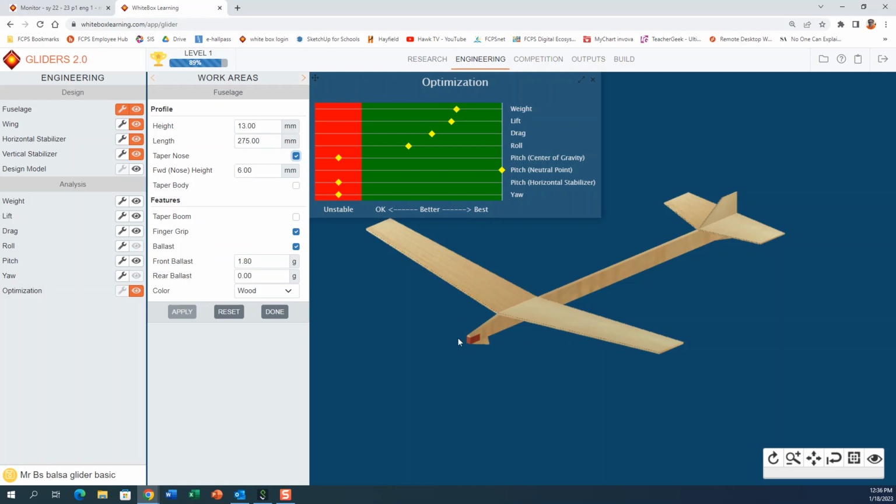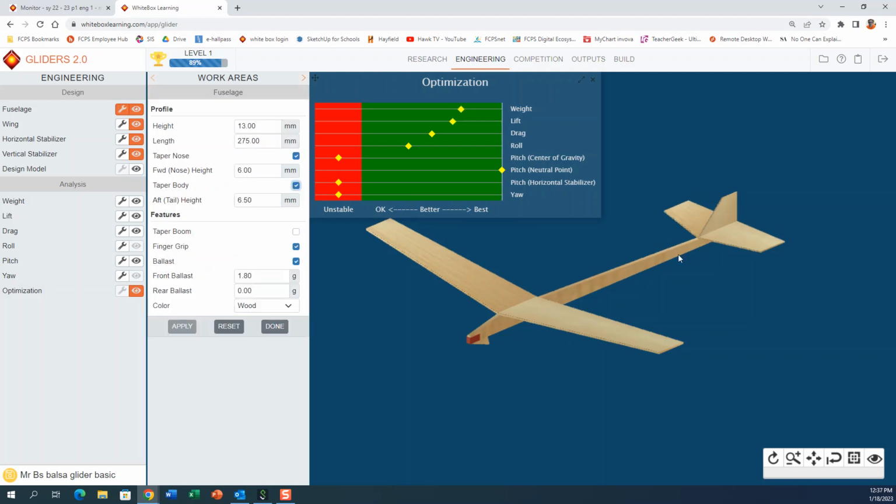I click tapered nose, so it's got a pointy, it's more aerodynamic, it's going to weigh a little bit less as well. Also, if you look at the body of an airplane, it's not all rectangular, it's also kind of tapered as well. So we're going to pretty much taper everything along here, okay? Looking a little bit more like an airplane as we taper things. All right, so we've got everything tapered that we can taper, and the weight score is not terrible.